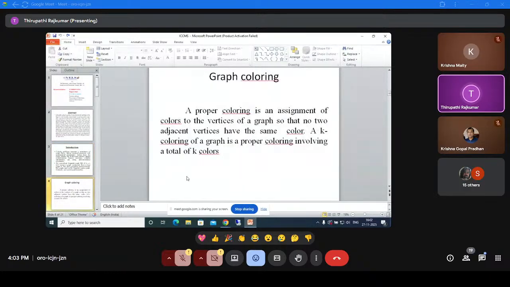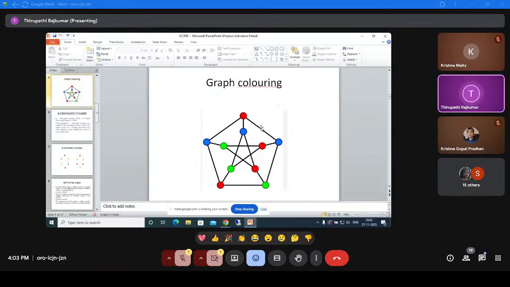Next one, graph coloring. Definition of graph coloring. A proper coloring is an assignment of colors to the vertices of a graph so that no two adjacent vertices have the same color. A k-coloring of a graph is a proper coloring involving a total of k colors. This is a graph coloring of some graphs. No two adjacent vertices have the same color. In the graph, only a few colors are used.